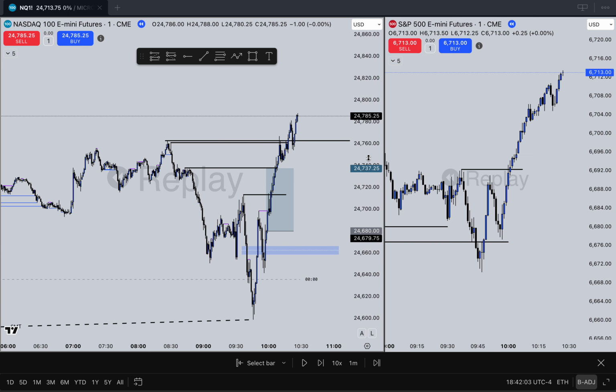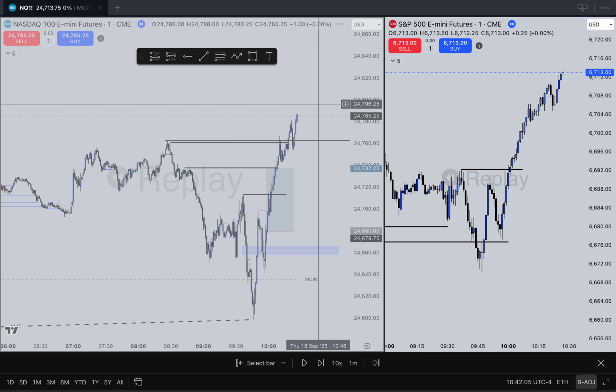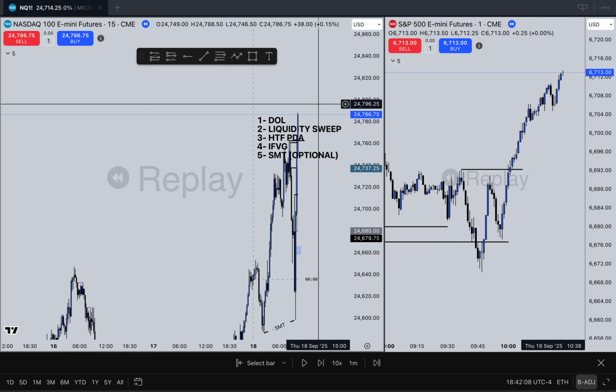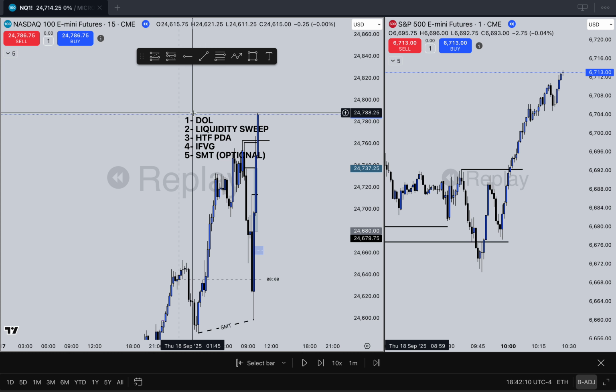So that's the entirety of my strategy. Hope you guys understood. It is not very complicated, and it uses relatively simple concepts.